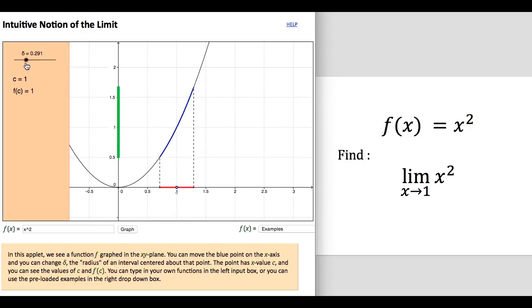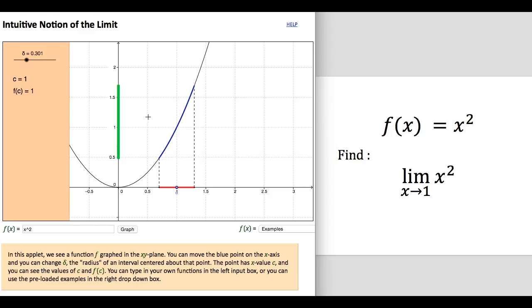So I'm going to put my delta to 0.3. And we can see that the highest point of this red zone corresponds with the highest point on this blue part of the graph, which is the highest point on that green. And the lowest point does the same thing. So we can see that this green part are the y values.